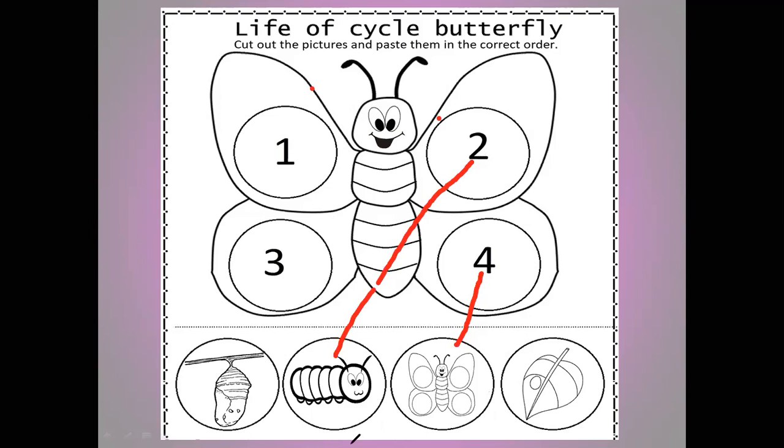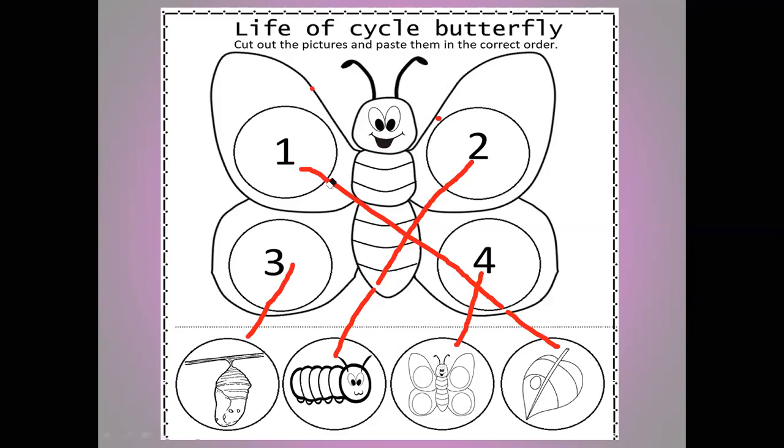I want everyone to unmute yourself and then let's do the next two again. Okay, let's start now together. On the third stage, what comes on the third stage? Pupa. And the first stage is what? Egg. Very good. Good job, KG.